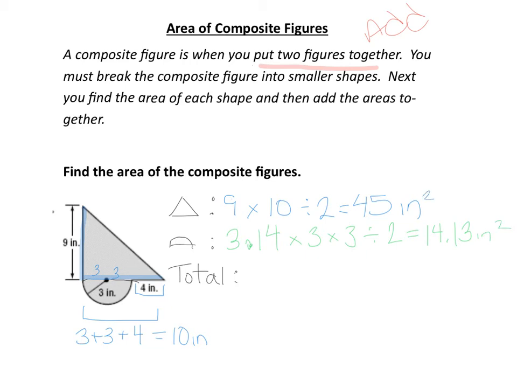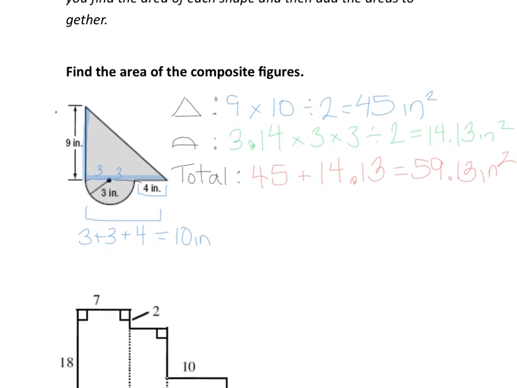So to find the total, we have to add the triangle's area plus the semicircle's area, and we end up with 59.13 inches squared as the total area for the composite figure.